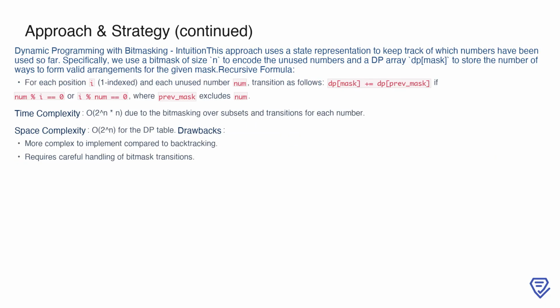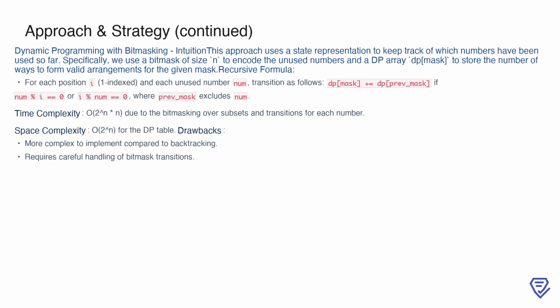Another advanced method to solve the problem is dynamic programming combined with bit masking. This approach uses a bit mask to represent which numbers are still available for use. Each bit in the mask corresponds to a number, where a set bit indicates the number is already used.